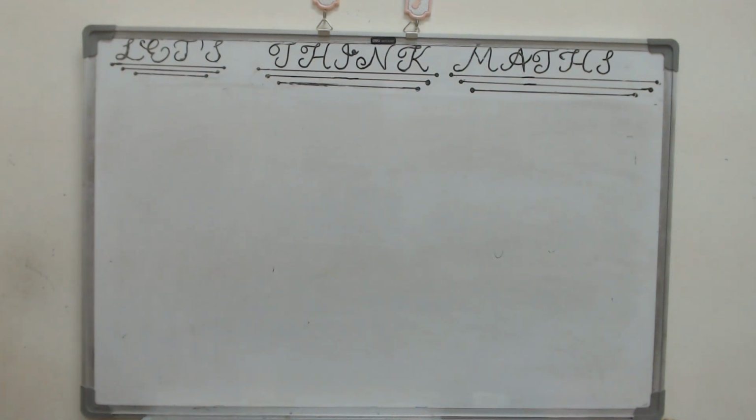With this, we come to the end of this class. We learnt about decimals, how to read them, and about the place value of the digits in a decimal number. In the next class, we will learn how to add and how to subtract them.